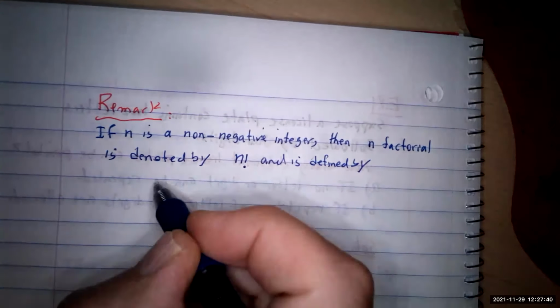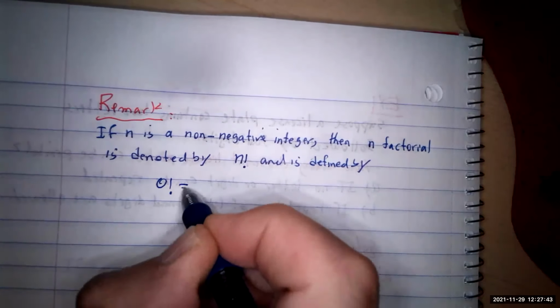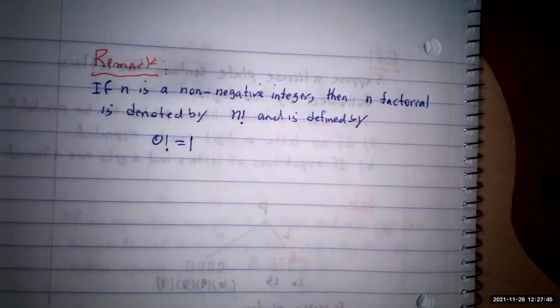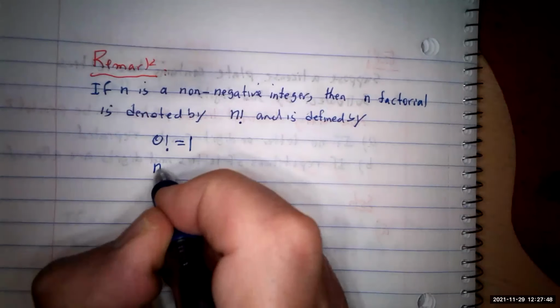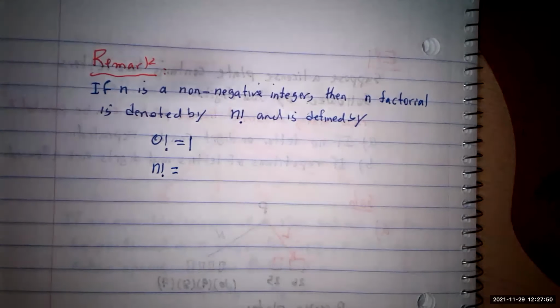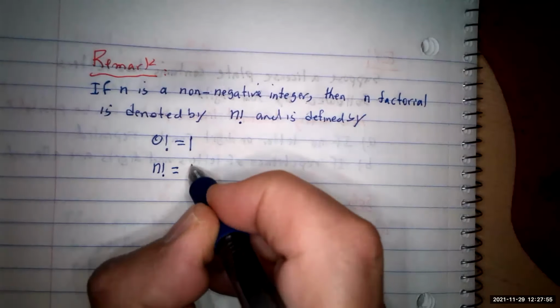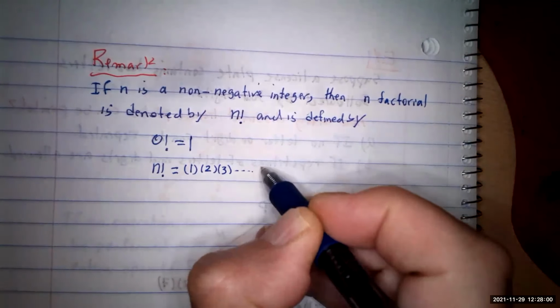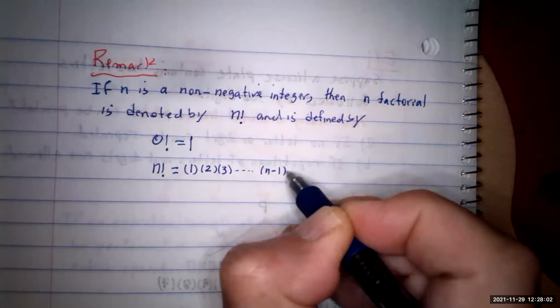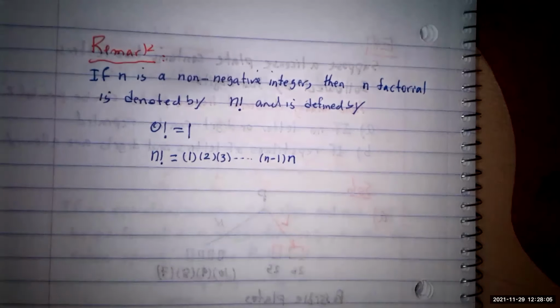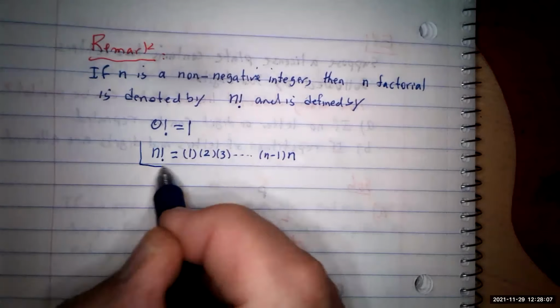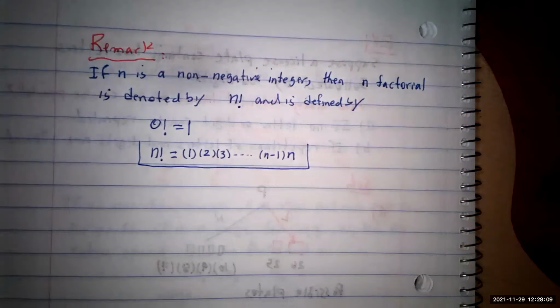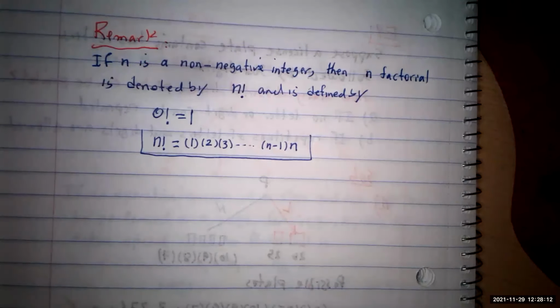the definition: 0 factorial is defined to be 1 for some reason. n factorial is the product of all the integers up to n: 1, 2, 3, ..., n minus 1, times n. That is the definition of n factorial that we're going to use for that second problem I talked about, even the hat problems. You need this one.